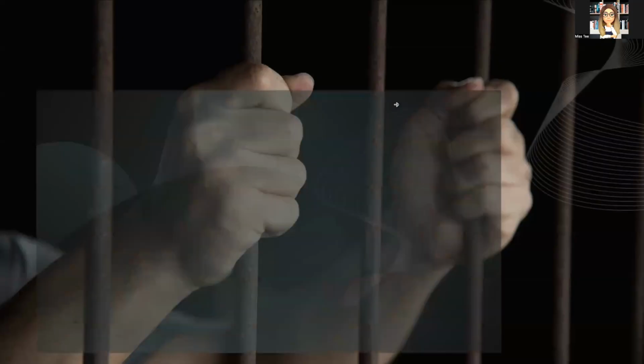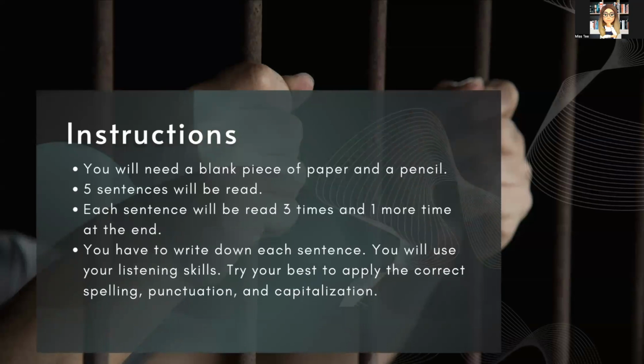The instructions for this activity. You'll need a blank piece of paper and a pencil. 5 sentences will be read. Each sentence will be read 3 times and 1 more time at the end. You have to write down each sentence exactly as you hear it, and you will use your listening skills to do that. Try your best to apply the correct spelling, punctuation, and capitalization.